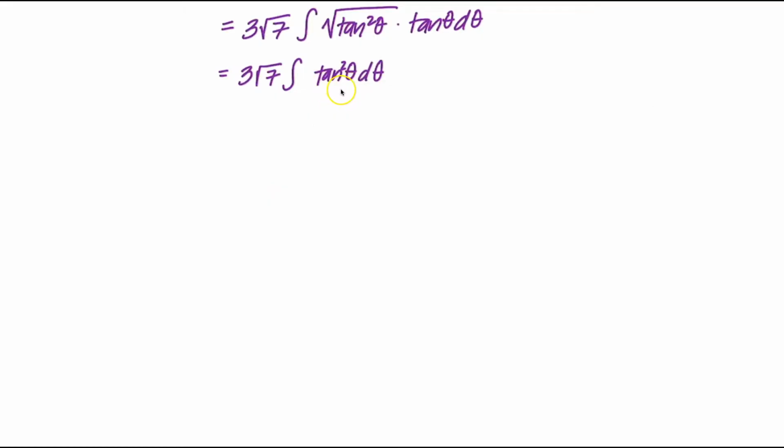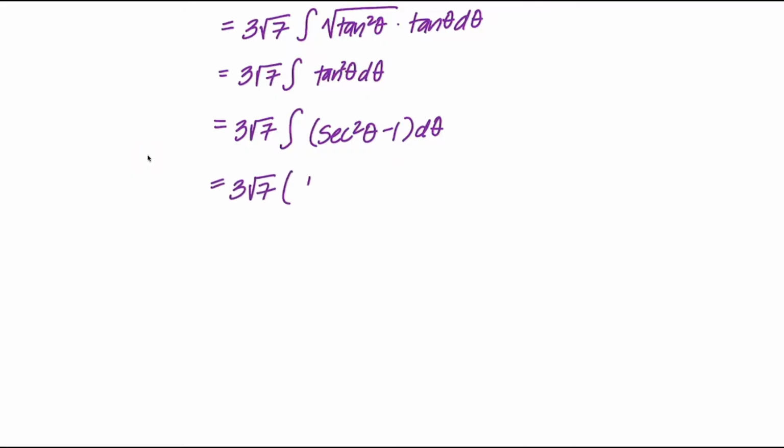Now, this doesn't have a general antiderivative, so here we go again with those Pythagorean identities. Let's rewrite tangent squared theta as secant squared theta minus 1. Secant squared theta does have a general antiderivative, tangent, and then we'll have minus theta. So we have 3 times the square root of 7, then we have tangent theta minus theta plus c. All right, so now we need to get back to x.